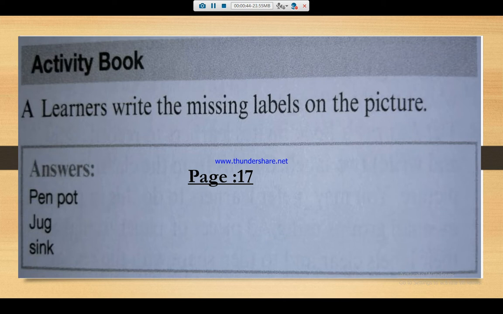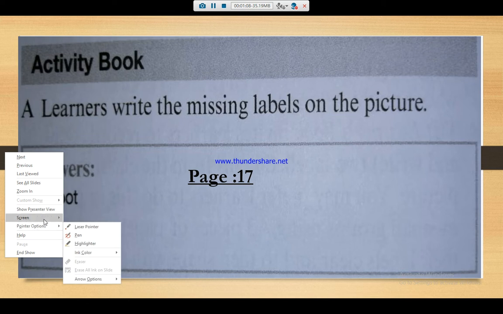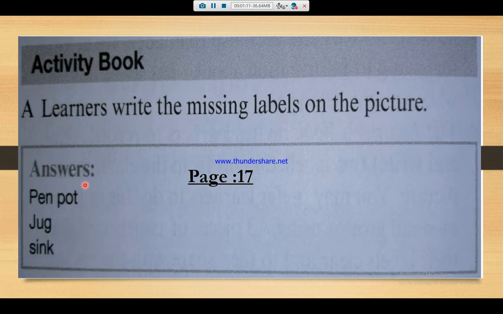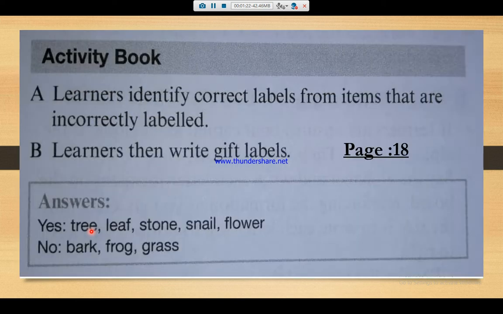Exercise letter A. Join the word labels to the pictures. Fill in the blank labels. So you are going to join the words with the pictures, and we have 3 empty boxes. In the 3 empty boxes, you are going to write the 3 words that we have here. We have the words pen pot, jug, sink. So all you need to do is write these 3 words in the 3 empty boxes.